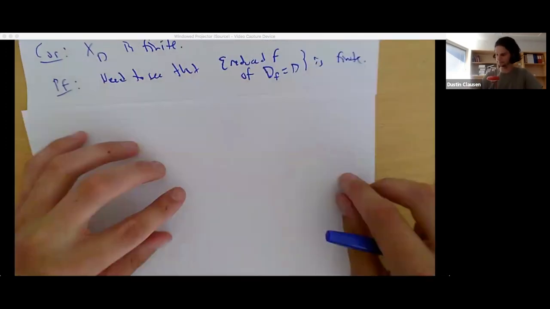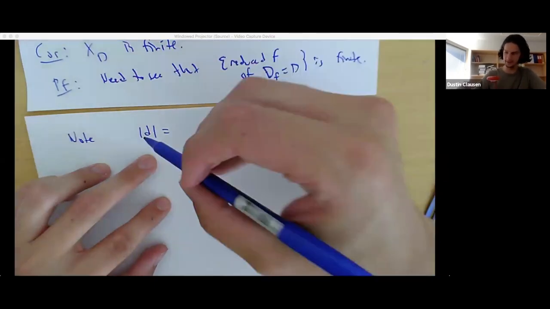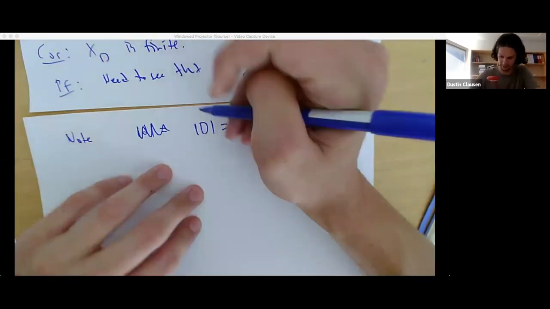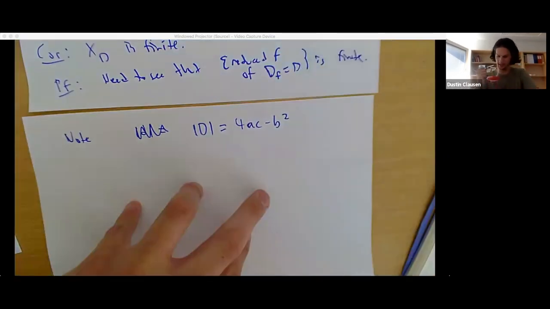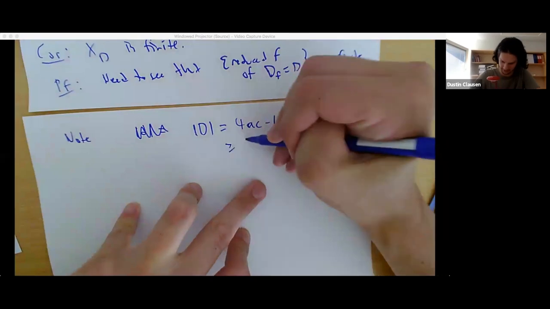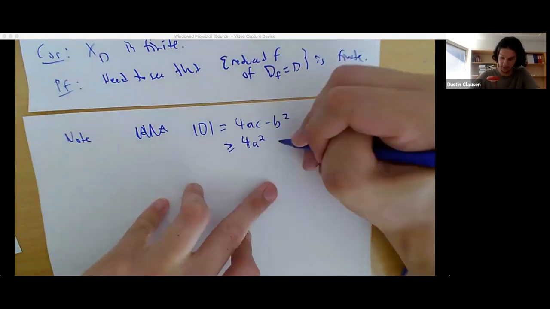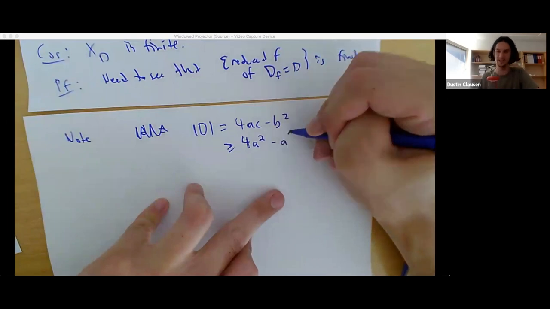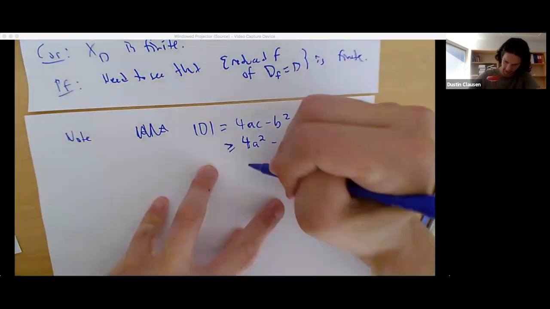So note that the absolute value of D, D is negative, right? I could say negative D, oops, I used a small D when I meant to use a big D. The absolute value of D is equal to 4AC minus B squared. Now, because the form is reduced, we have that A is less than or equal to C. So C is greater than or equal to A, right? So this is greater than or equal to 4A squared minus B squared, but the absolute value of B is less than or equal to A. So I can also turn that inequality around and make this an A squared as well. This is because it's reduced. And that's equal to 3A squared.